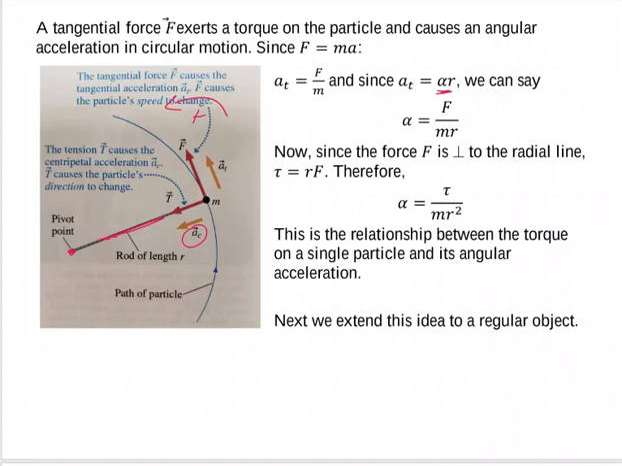So we're using what we've seen in the previous sections for calculating the torque. This is the relationship between the torque on a single particle and its angular acceleration. So now we have a couple of formulas that we can use here, and we're just going to start using these ideas on a regular object, not just a particle.